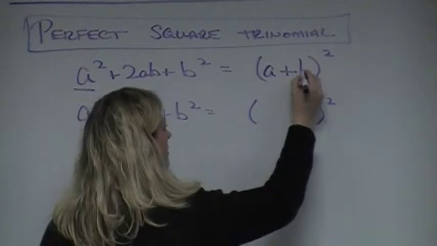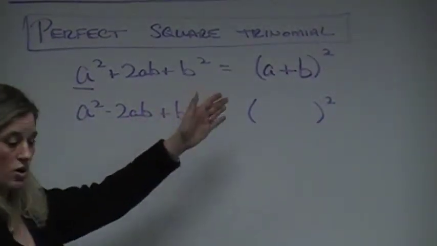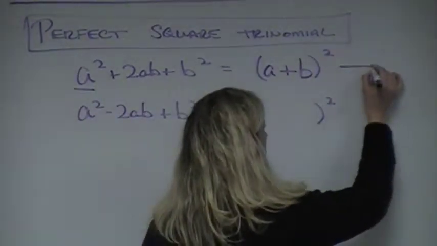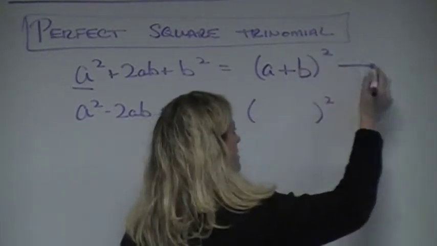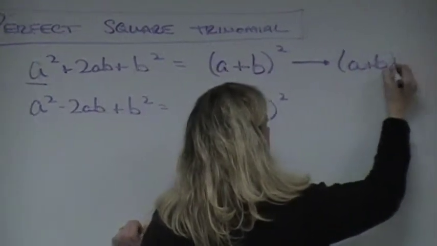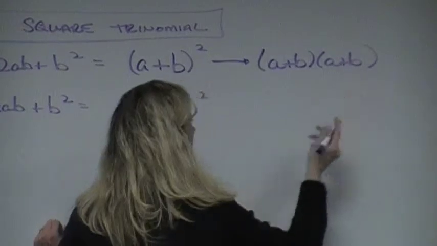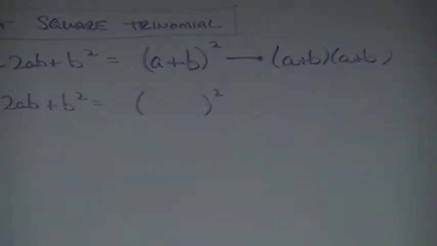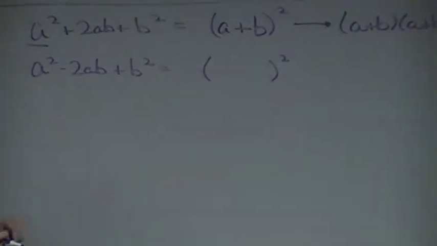And a plus b squared, as most of you know, is really just expanding. If I expanded this, it's really a plus b times a plus b. That's what a plus b squared truly is, which a lot of you know as a plus b times a plus b.